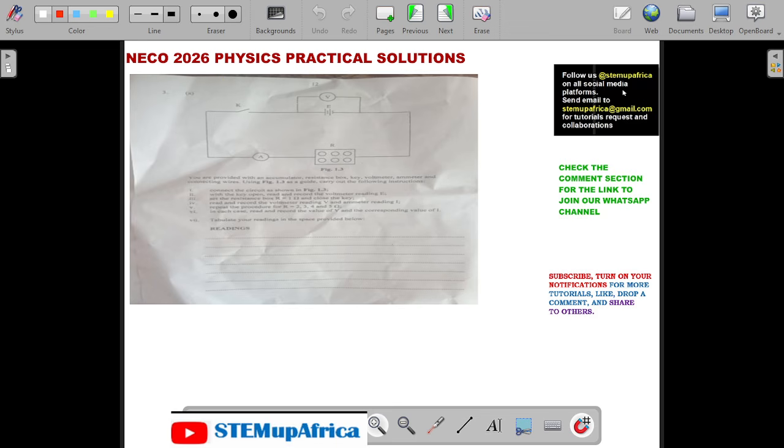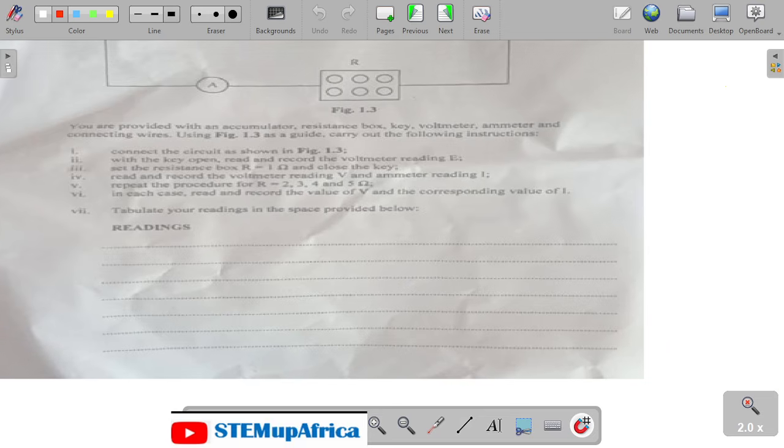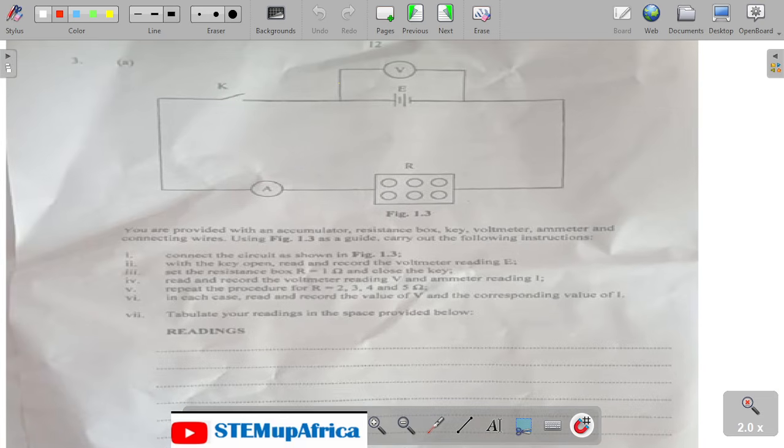That question 3, which is page 12. They give us the circuit diagram. The EMF is connected in parallel to the voltmeter. We have the key, you have the ammeter, and you have your resistance bars. The resistance bars, so we are dealing with 1 ohm, 2 ohms, 3 ohms, 4 ohms, and eventually 5 ohms.